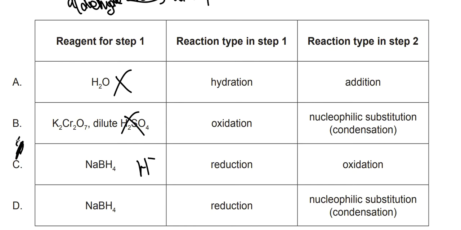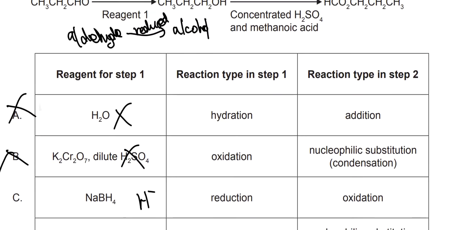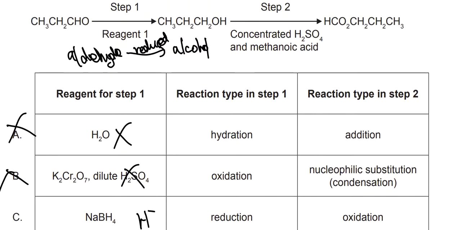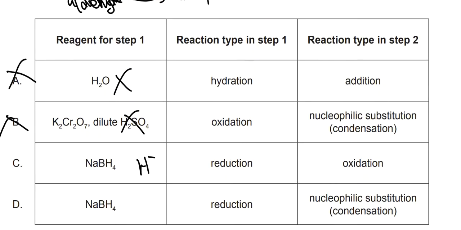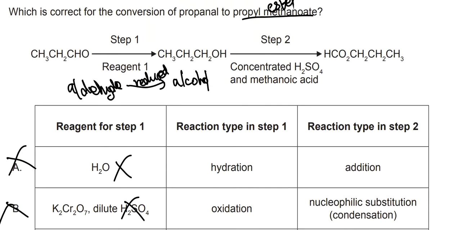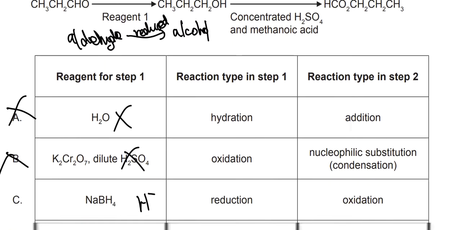And these ones, this cannot be right. And water, you can't reduce something like an aldehyde with water. Now, reaction step two, you have concentrated hydrochloric acid and methanoic acid. Here, I'm tempted to go with option D because it says it's a condensation reaction, which is true because when you have a carboxylic acid and an alcohol coming together to form an ester, it is basically a fixing together reaction, or a condensation reaction.